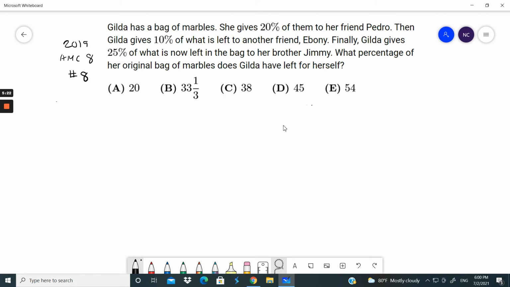Alright, I'll begin to solve the problem now. For these types of problems where we don't know how many marbles Gilda has, I like to give a variable for how many marbles she had. Let's say Gilda had X marbles to start with. So it looks like we'll be doing some multiplication because she's giving 20% of them away and then 10% of what is left, not 10% of the original.